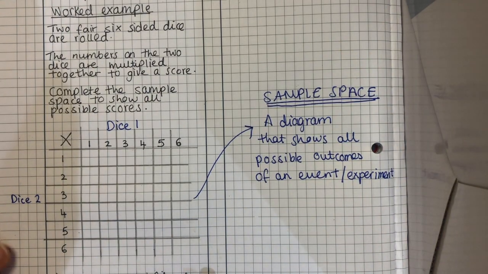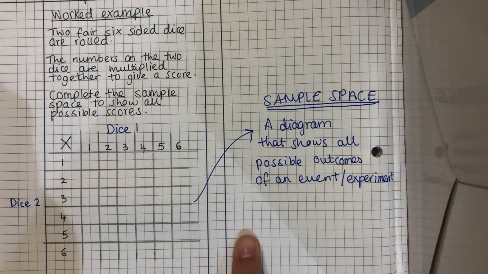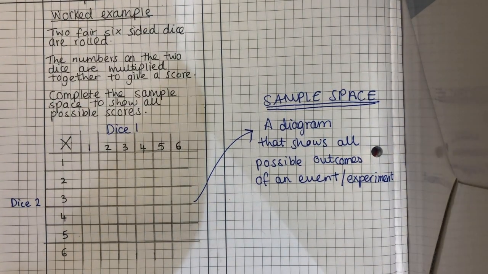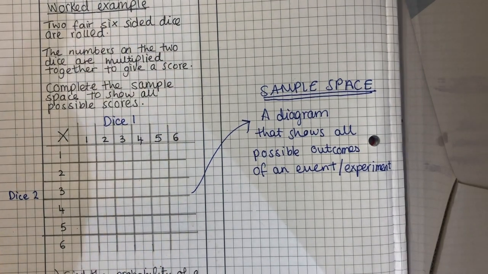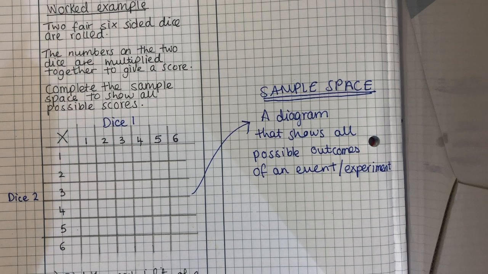In this example, I'm going to work through a sample space question. Now on the right hand side here, I've defined what sample space is. It's a diagram that looks like this, and it shows all the possible outcomes of an event or an experiment.